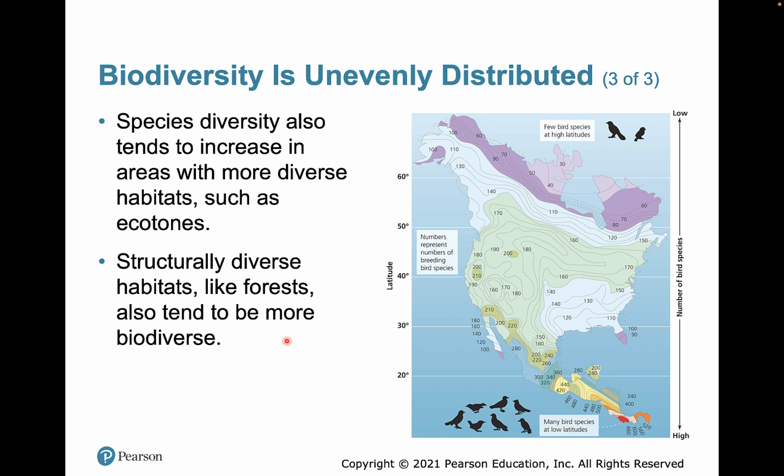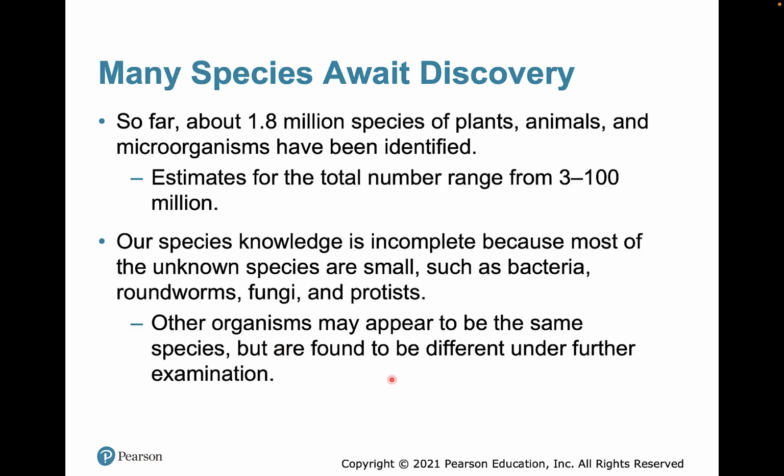Okay. And if you have diverse habitats, like in forests, you tend to have more biodiversity. So we talked about this. Why is it that we only know 1.8 million species, but there could be anywhere from 3 million to 100 million? A lot of them are really small and microscopic, and we haven't seen them. So that's why.